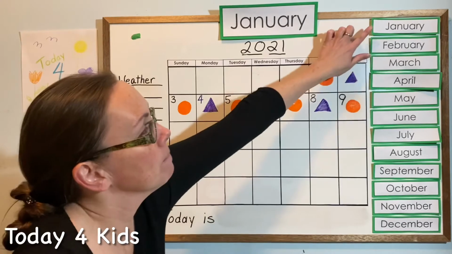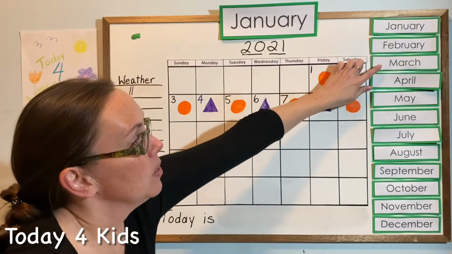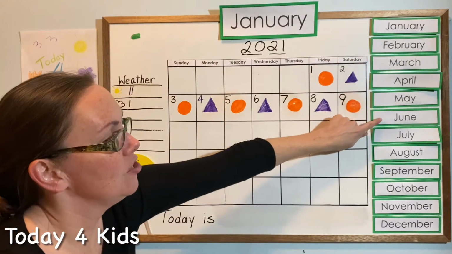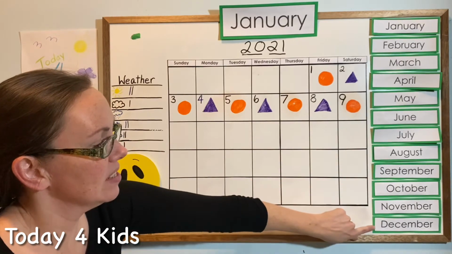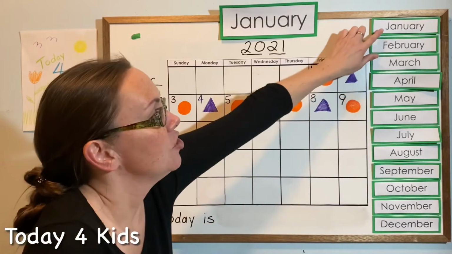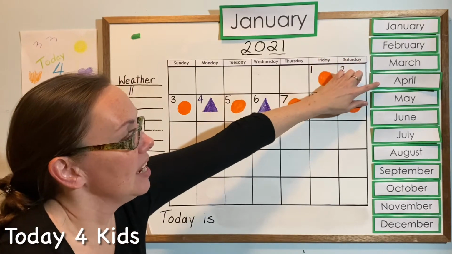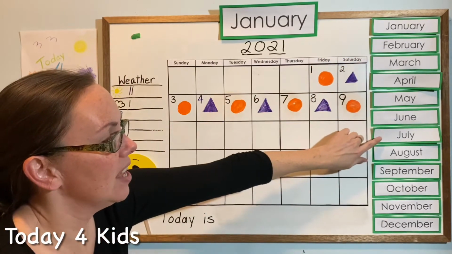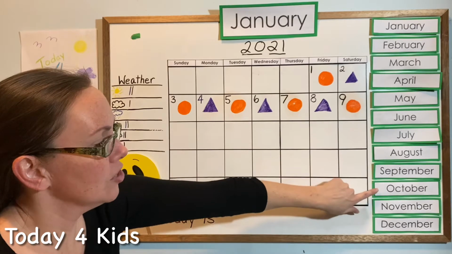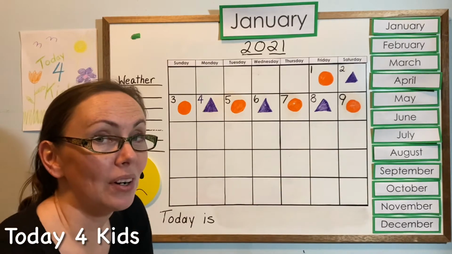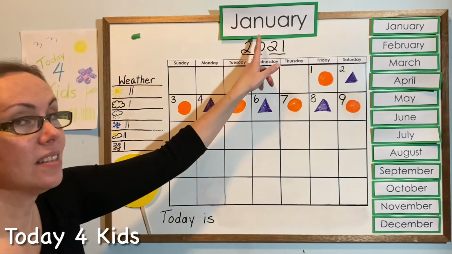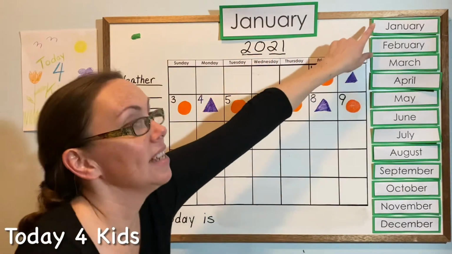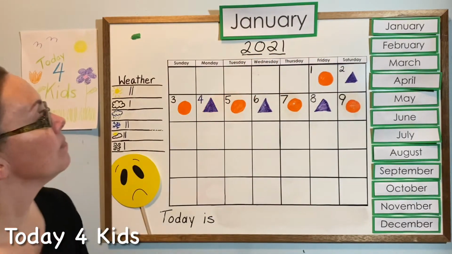Are you ready? January, February, March, April, May, June, July, August, September, October, November, December. Good job. And the month that we are in right now is January. And that's the first month of the year.